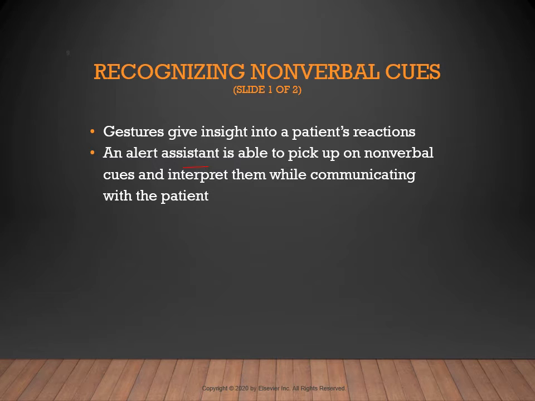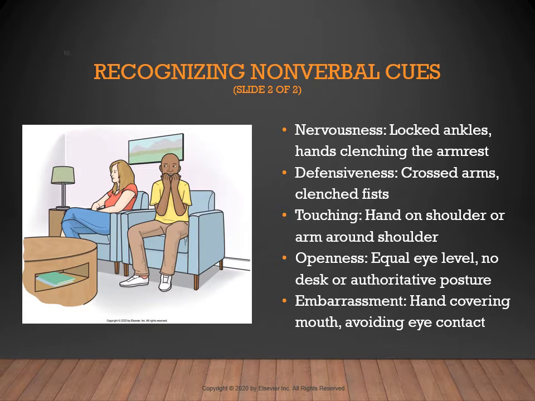Again, this book is written for assistants. So this is you. This is an alert hygienist who is able to pick up on nonverbal cues and interpret them while communicating with the patient. Okay, so some of the nonverbal cues that we might want to keep an eye out for would be when a patient grabs the arms of the chair or clenches their fist, they'll be sweating, or they might even start to hyperventilate whenever they get nervous. If they are defensive, they might cross their arms or clench their fists. This can also occur sometimes if they feel like they're being ignored.